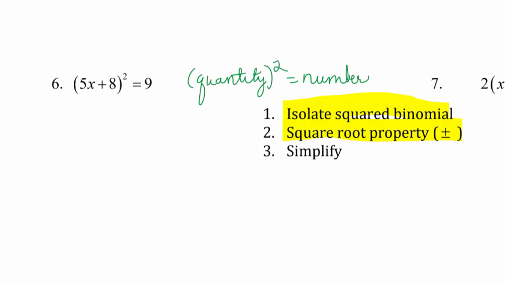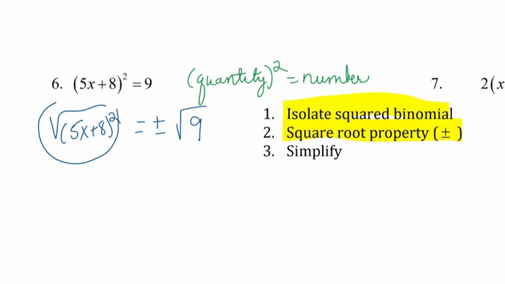Again, we are going to remember that plus or minus. So the square root of 5x plus 8 squared equals plus or minus the square root of 9. On the left-hand side, the square root of something squared, these are inverse operations, so they undo each other, and you end up with 5x plus 8. And over here, plus or minus the square root of 9 means we have plus or minus 3.